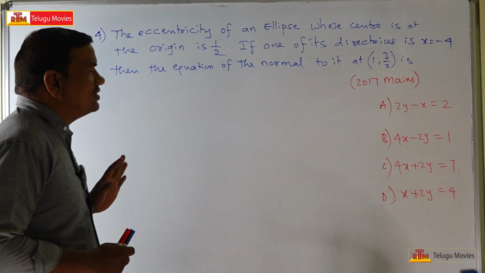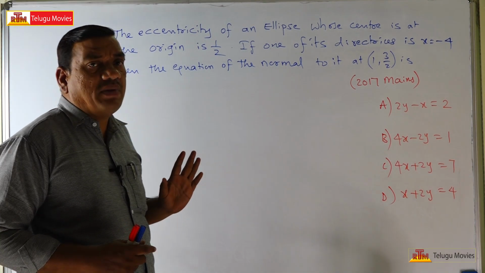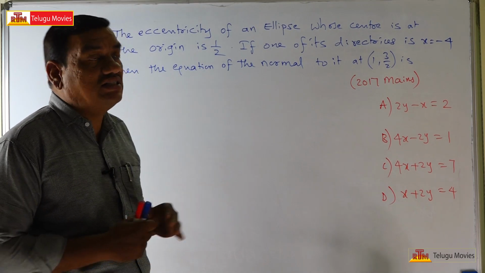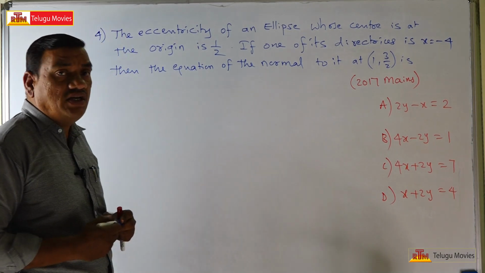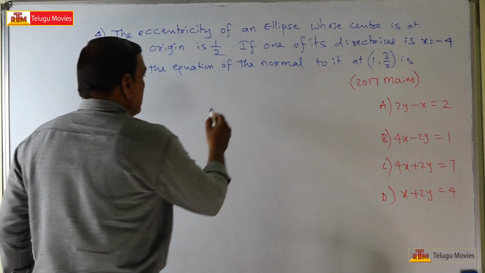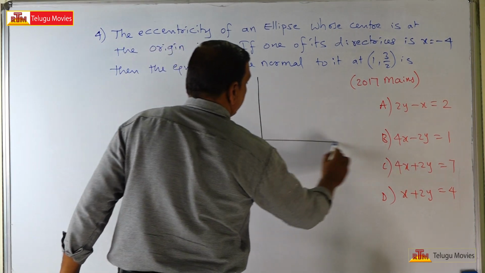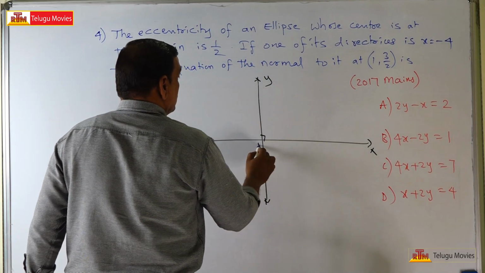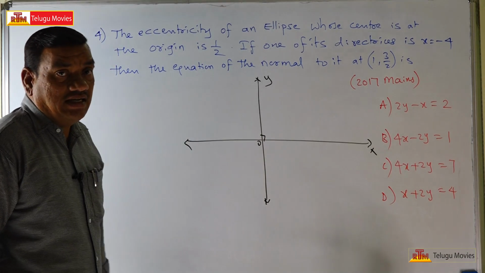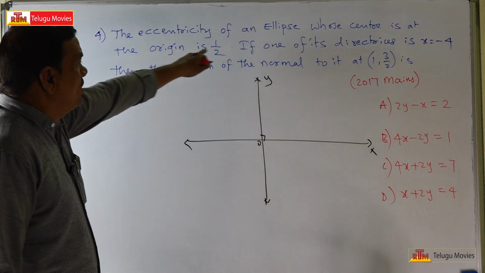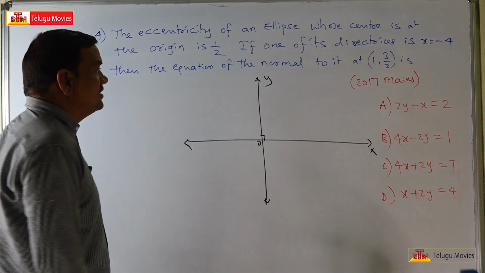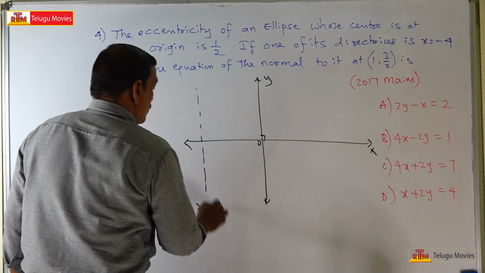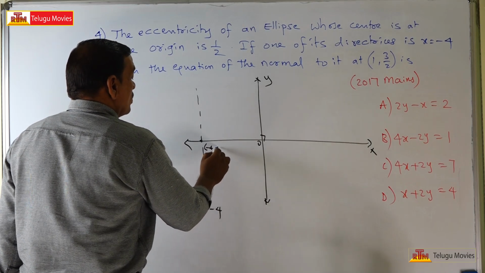Without using pen and paper or doing any calculations, you can easily guess the answer. First try to draw the diagram. So x-axis, y-axis, origin. The center is at the origin. And one of its directrices is x equals minus 4, so this point is (minus 4, 0).